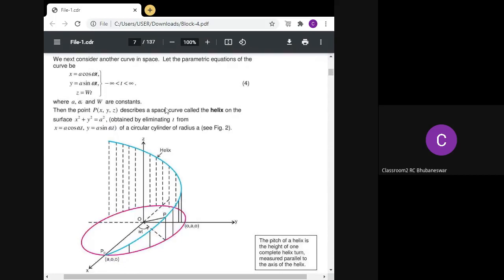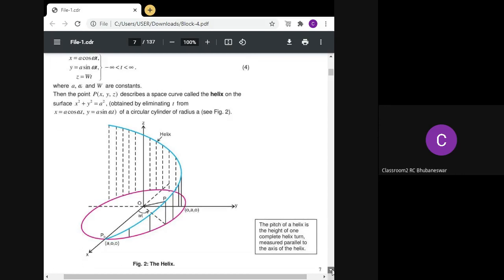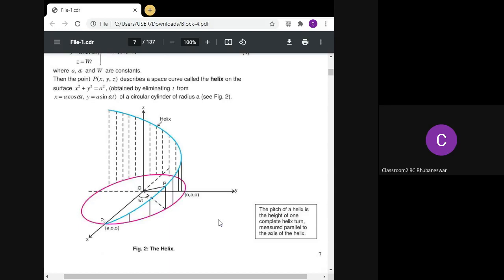The equation is in parametric form, and it goes like this: x equals a cos omega t, y equals a sin omega t, and z equals w t. These a, omega, and w are all constants. So look at the figure given in this particular page, figure number 2. It is a circular helix.